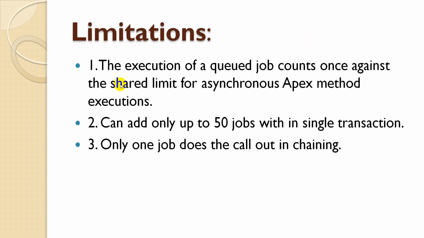And there are some limitations for our Queueable interface. The execution of a queued job counts once against the shared limit for asynchronous Apex method executions. You can also add up to 50 jobs within a single transaction. Also, only one job can do the callout in chaining. Only one job does the callout in the chaining.